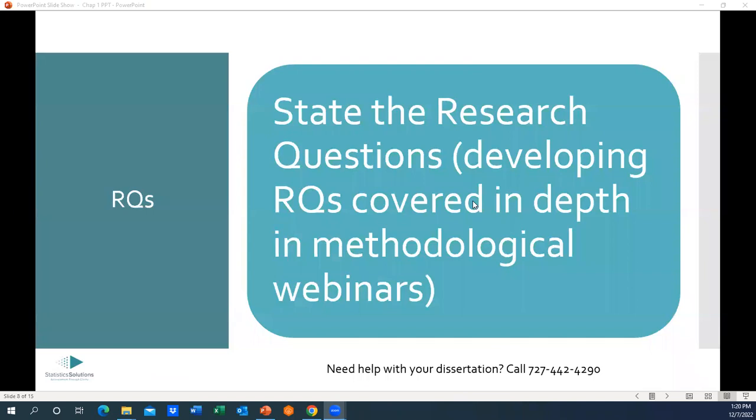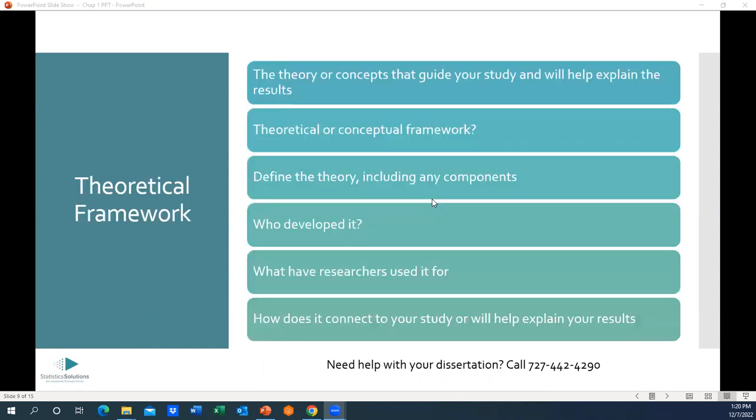Okay. The research questions usually come next. This is not a methods seminar, so we're not going to talk about how to develop research questions, but we do run methods webinars and webinars on research questions. So I invite you to look for one of those if you have more interest in that. Suffice it to say that they go here. The theoretical framework usually comes next.